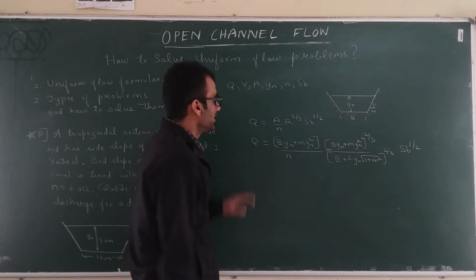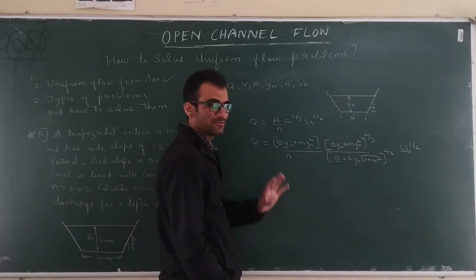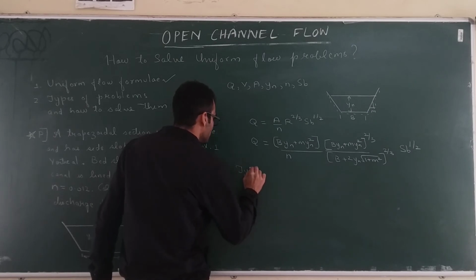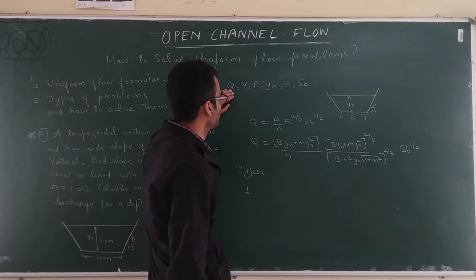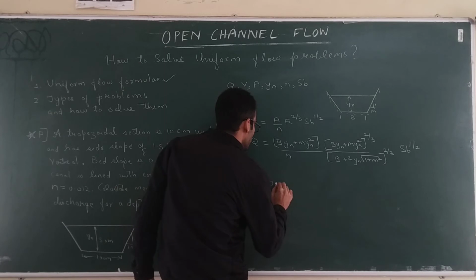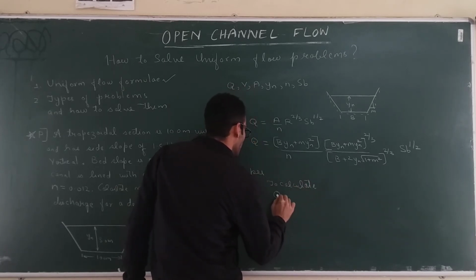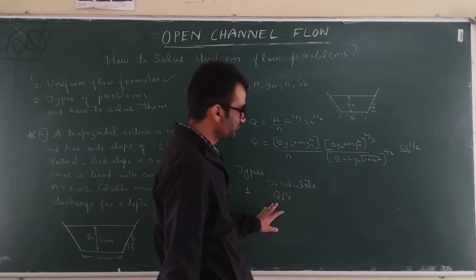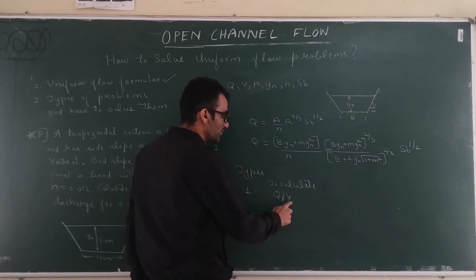Now see, in this problem there can be 4 types, or rather 5 types. What are the types? For the first type, you will be asked to calculate, suppose, discharge or velocity. This problem is of similar type. Either you will have to calculate Q or V.